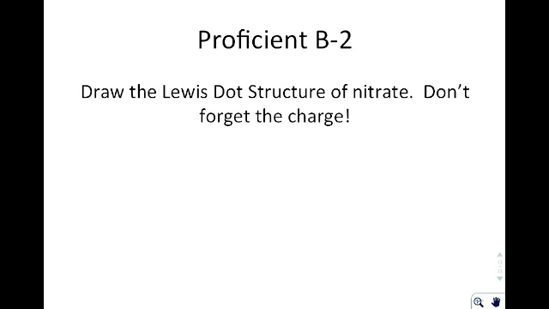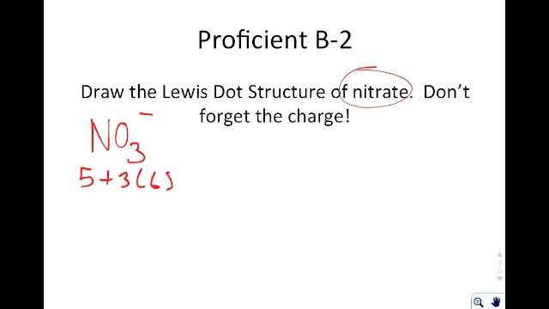Draw the Lewis dot structure for nitrate, and then it says don't forget the charge. Now remember, nitrate is NO3 minus. And so remember, nitrogen provides 5 electrons, oxygen provides 6 electrons, and there are 3 oxygens in the nitrate molecule. But then you have this. Remember, that means you have 1 extra electron. That's what the whole idea of the ion has. It's got an extra electron there. So really what I have is a total of 24 valence electrons.